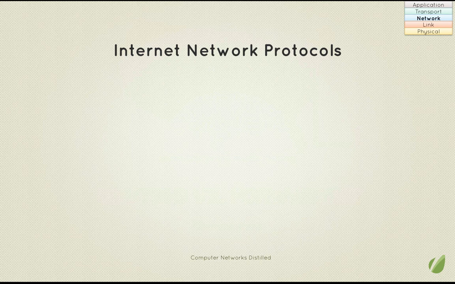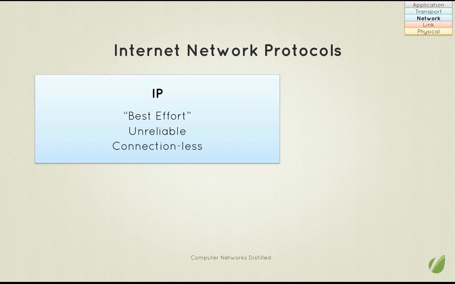The Internet network protocols involve 3 components. First is IP. This is a best effort protocol, which means it's unreliable. It's also connectionless. IP may lose, reorder, or duplicate packets in its work of routing packets from source to destination.